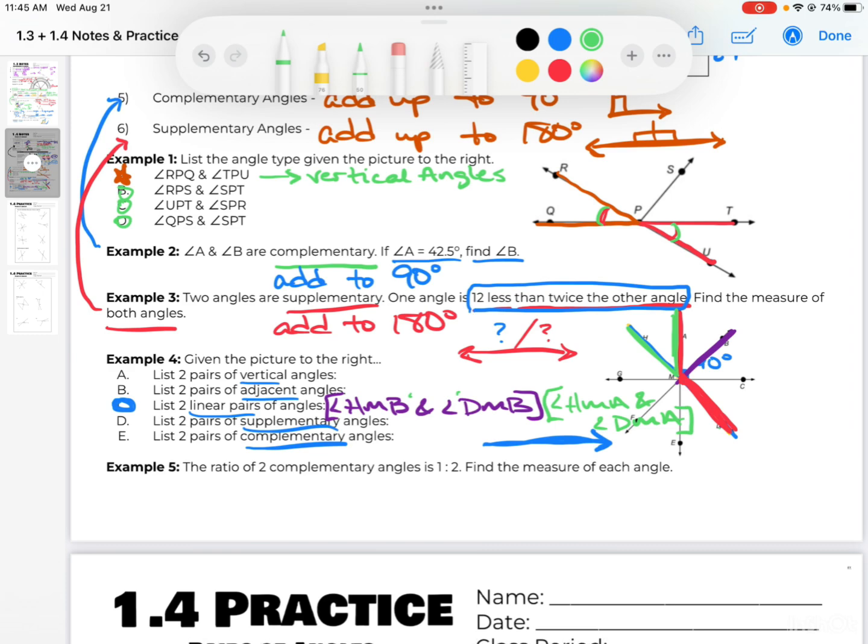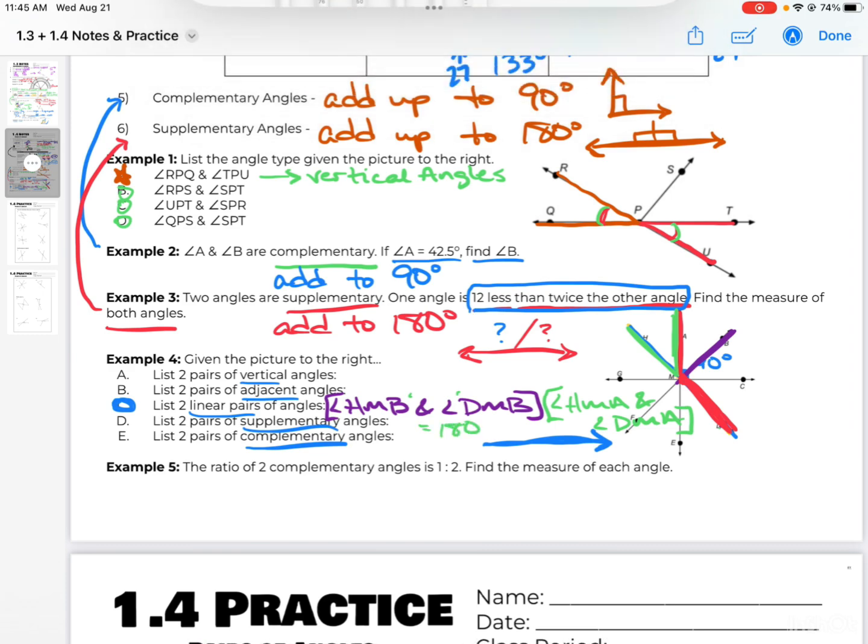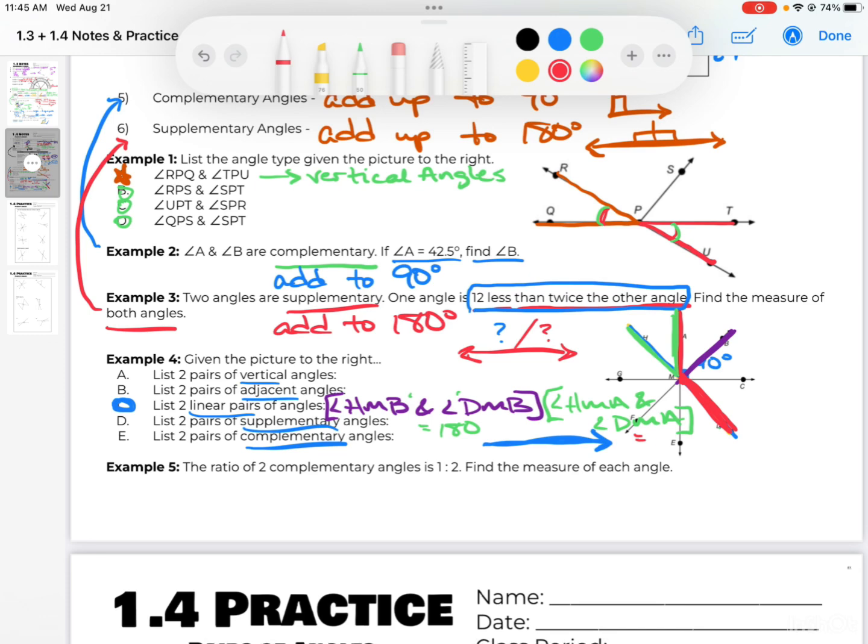So those are a pair of angles that equal 180 and another pair of angles that equal 180. So that's just your answer for C. I want you to see if you can do A, B, D, and E. And also try example 5. It's a little bit tougher. The angles are complementary. That's a key word. That should let you know something immediately. They have a ratio of 1 to 2, which means one of them is 2 times the size of the other. So see if you can find what they both equal. And that's all for 1.4 notes.